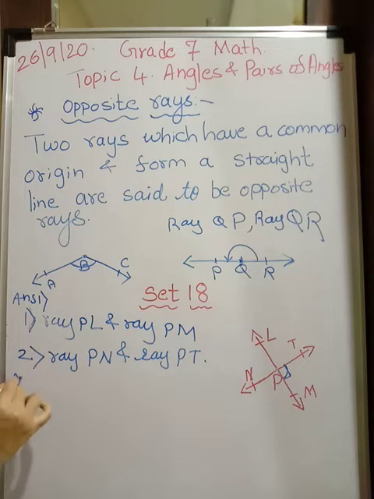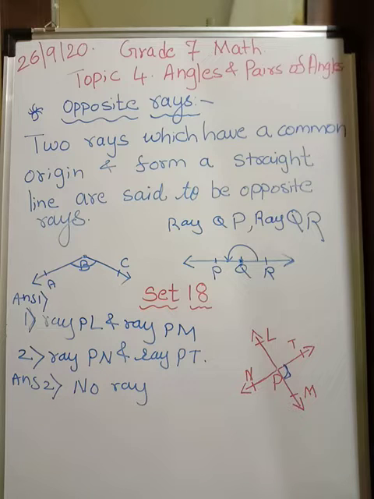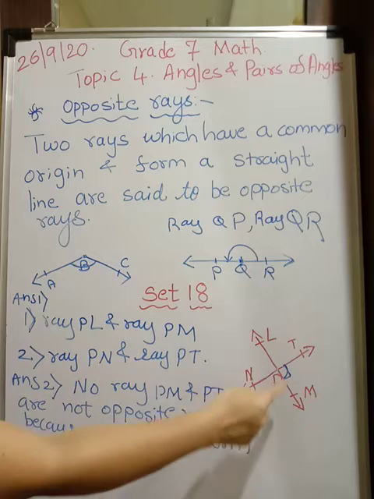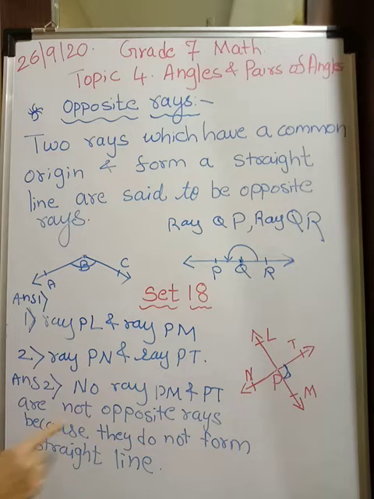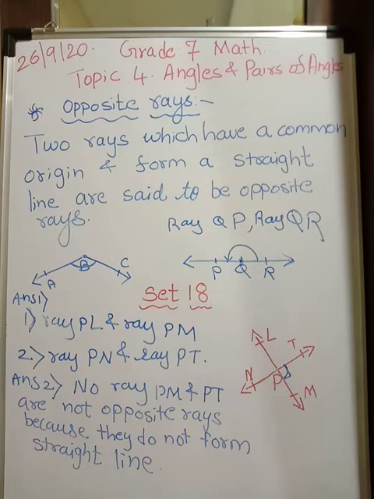And what is the answer to your second question? No. I'll just write it for you. Ray PM and ray PT are not opposite rays because they do not form a straight line. The angle between them is not 180 degrees, though they have a common origin P. Okay, very easy, no? And that is the end of set 18. So easy it was. Now let's go for the next set, practice set 19.